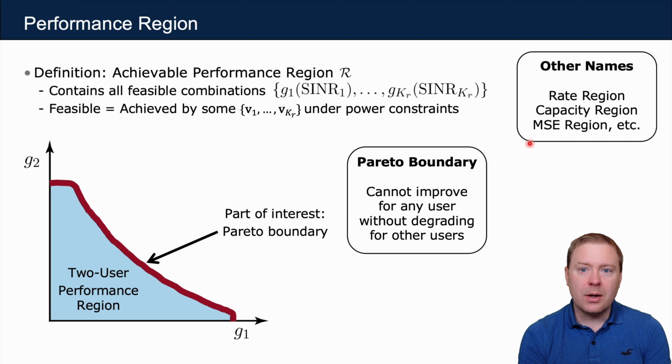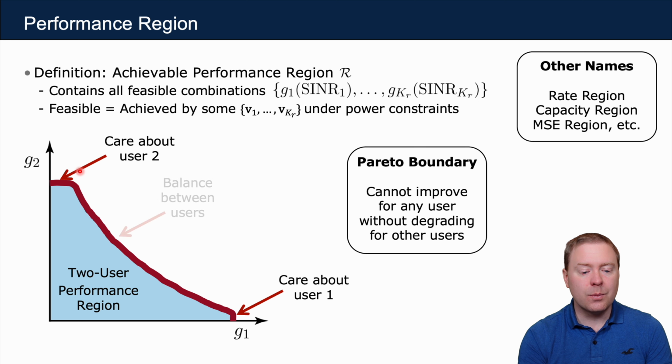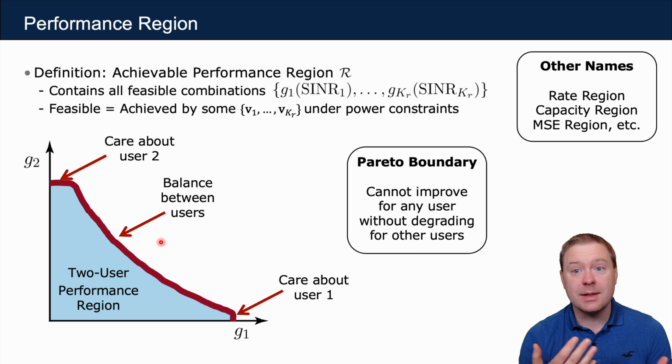And the part of interest here is the outer boundary, known as the Pareto boundary, where we cannot improve for any of the users without degrading for the other one. So if we have a performance here of user 1 and we would like to improve it upwards here, we need to decrease the performance for user 2 in order to still stay within the performance region. So over here we are caring about user 1 only. Up here we are caring about user 2. And somewhere here in between we are balancing between the performance of the two different users.